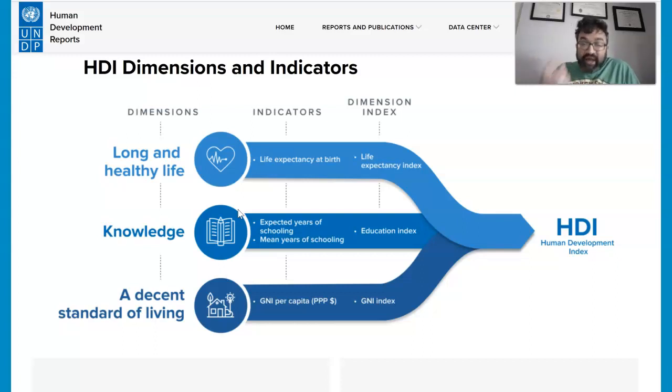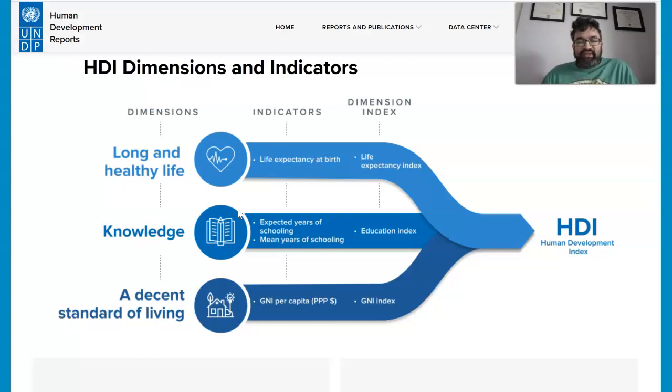These three dimensions. And how does it do that? Well, this is how it does that. Life expectancy at birth, you can measure. Expected years of schooling, mean years of schooling, and then the gross national income per capita. And this is PPP in dollars. These are the three indicators that you're looking for. So you have a life expectancy index, you have an education index, and you have a GNI index.